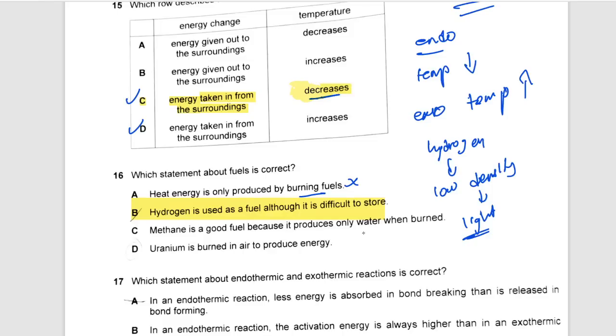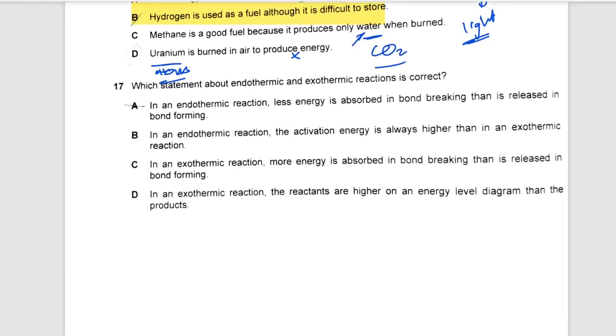Methane is a good fuel because it only produces water. It does not only produce water, it also produces carbon dioxide, right? It produces carbon dioxide and water. Only the hydrogen fuel cell produces only water. Hydrogen fuel cell is hydrogen plus oxygen to form energy, and the product is only water. Uranium is burned in air to produce energy. This is wrong, because uranium reacts with neutrons and the atoms split apart to form the energy. That's the reason why it does not react in air, isn't it?